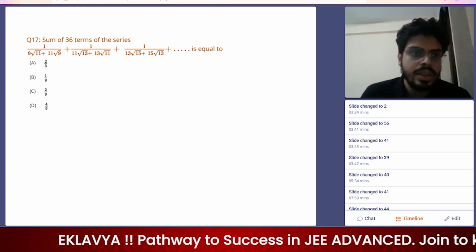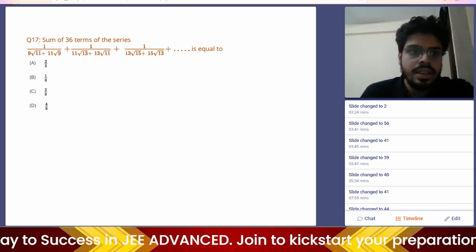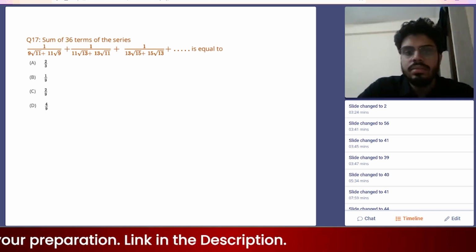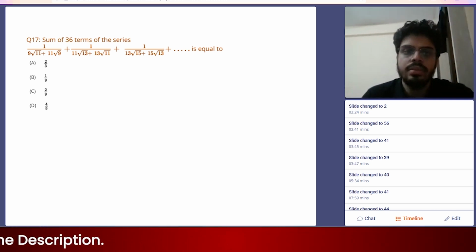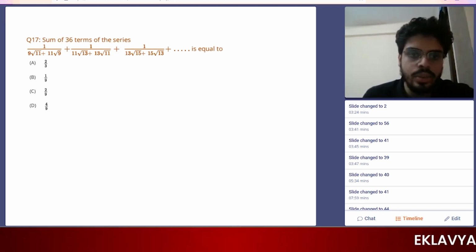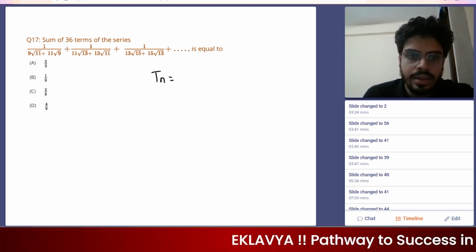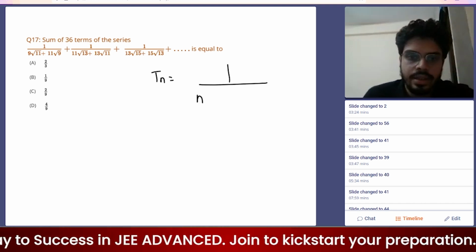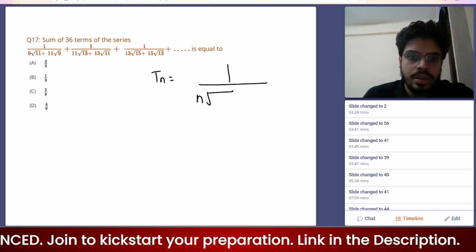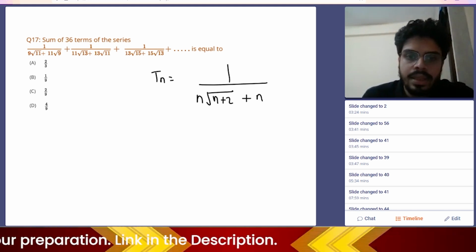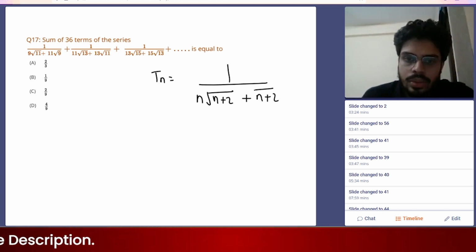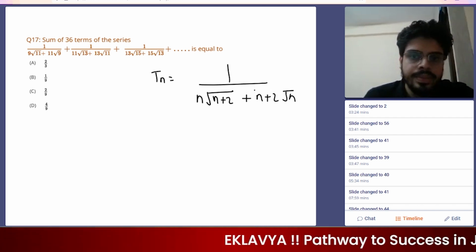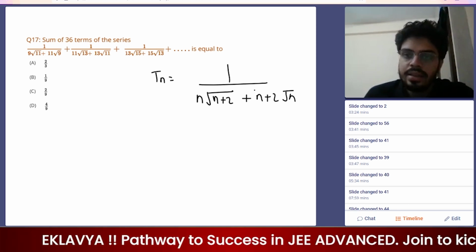Yes, so question number 7. So here we can see it's 9, 11, 13, so they are jumping by 2, we are adding 2. So let us take the nth term. How will we write it? We'll write 1 upon n into root n plus 2 plus root n plus 2 into root n. We should write like this, right? So now we have the nth term.